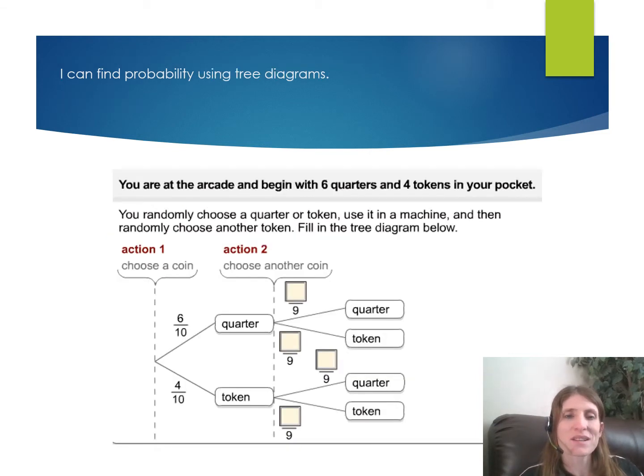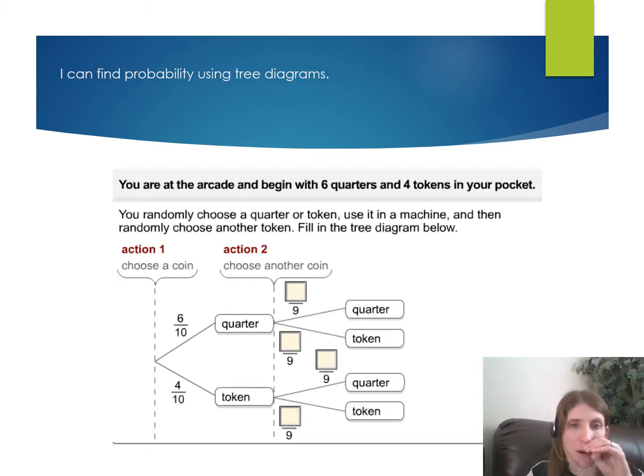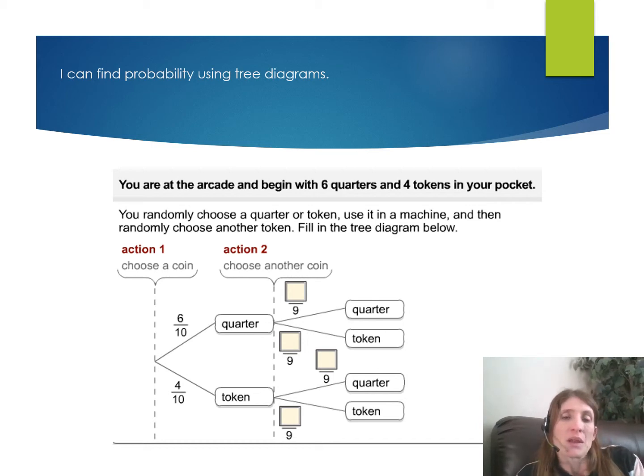All right, so what happens then if I'm given a tree diagram? How can I find probabilities from here? This question says, you're at the arcade and begin with 6 quarters and 4 tokens in your pocket. Okay, so you have 6 quarters and 4 tokens. You randomly choose a quarter or token, use it in a machine, and then randomly choose another token. Fill in the tree diagram below.